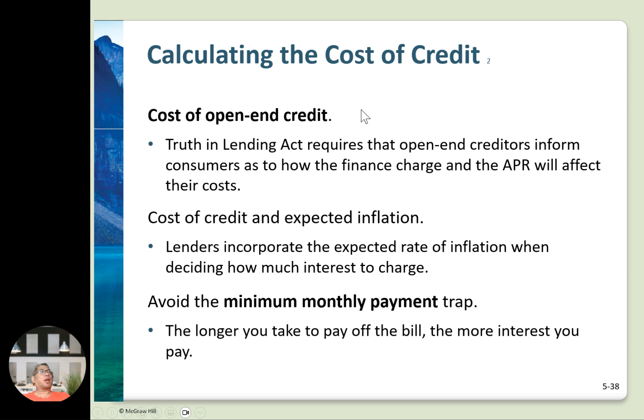In calculating the cost of credit, there is the cost of open-end credit. The Truth in Lending Act requires that open-end creditors inform consumers how finance charges are determined and how the APR will affect their cost. Cost of credit and expected inflation: lenders incorporate the expected rate of inflation when deciding how much interest to charge. Avoid the minimum monthly payment trap. Remember, the longer you take to pay off the bill, the more interest you have to pay. That's the key part. Try not to pay only the minimum. If you have credit card charges, always try to pay as much as possible as soon as possible.